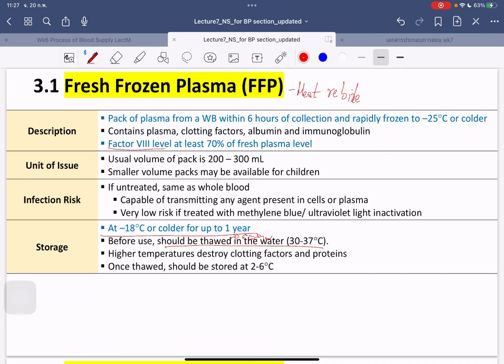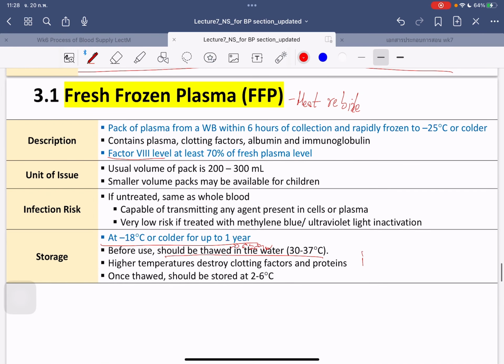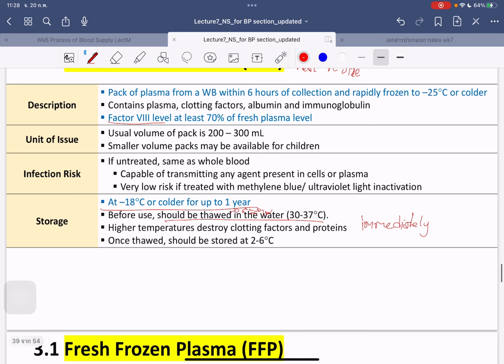So actually when you thaw the FFP, you have to thaw it in a water bath at 30 to 37 degrees Celsius. And when you use it, you have to use it within 24 hours. If you cannot use it immediately, you should keep it at 2 to 6 degrees Celsius. There is also a special component, FFP treated with methylene blue or ultraviolet inactivation. This can reduce the risk of some infectious diseases that I will talk to you about later.